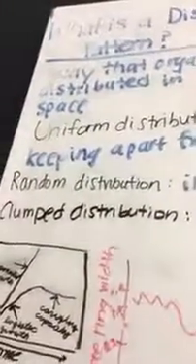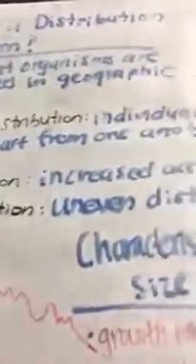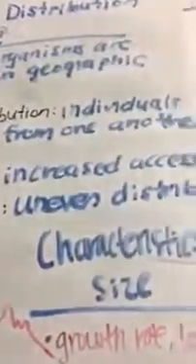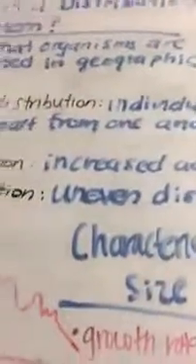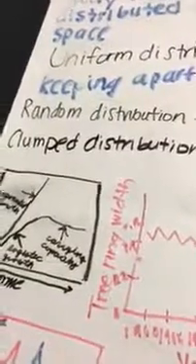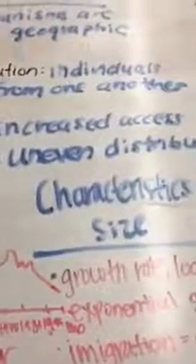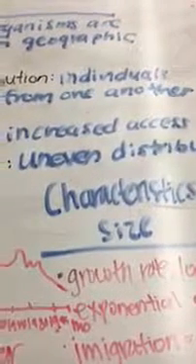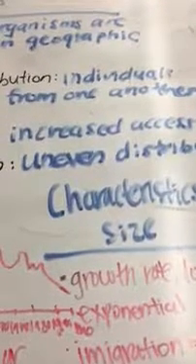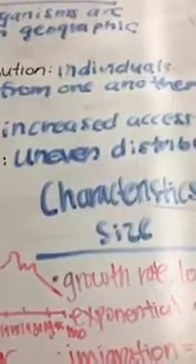There's uniform distribution, which is when individuals keep apart from one another at regular distances, and they usually do this because of some kind of territorial behavior. Another type of distribution is random distribution, and this kind of distribution allows individuals to increase their access to resources. An example of this would be pine trees.